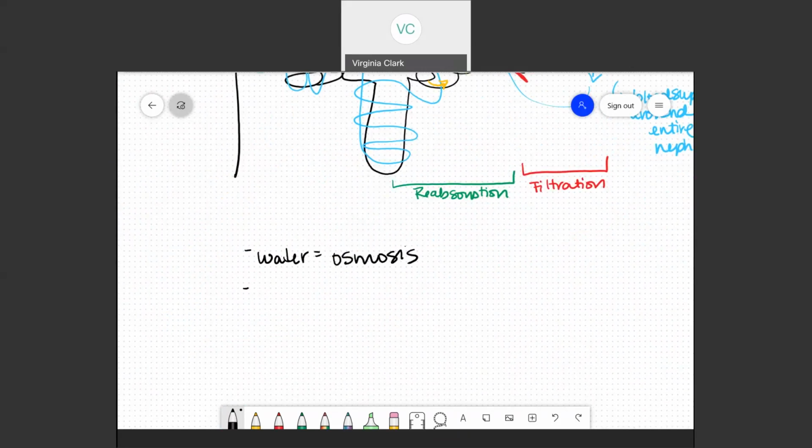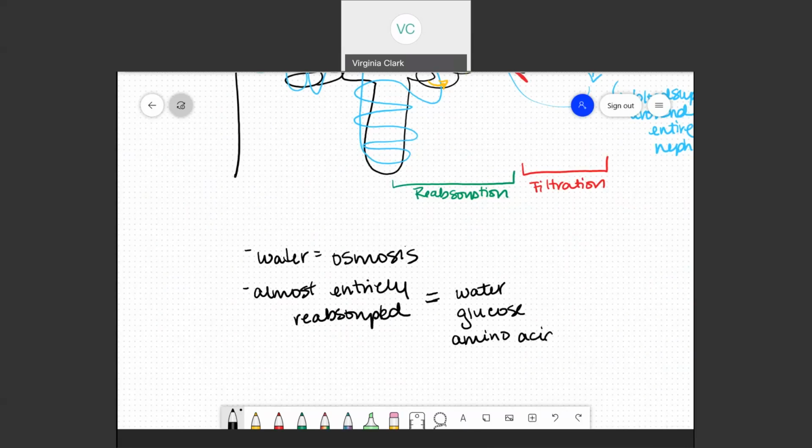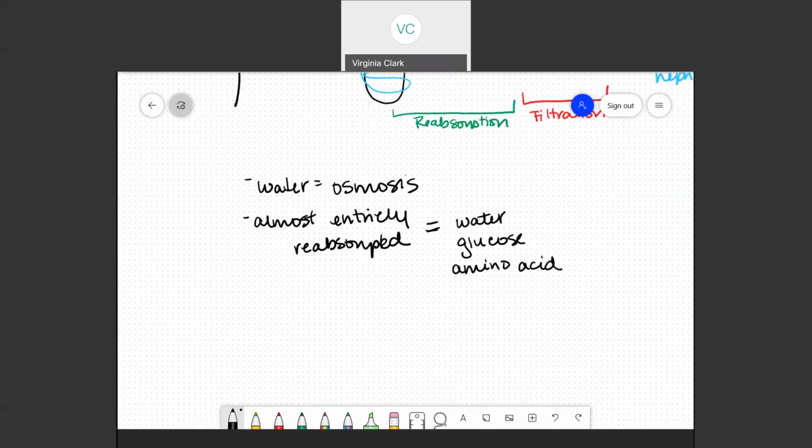And then you will have some things that are going to be almost entirely reabsorbed. Depending on your body system, these things will be reabsorbed completely. Water, glucose, and amino acids. So these three will get filtered out through the filtration process, but then when they get to the reabsorption process, your body takes them back and reabsorbs water, glucose, and amino acids.